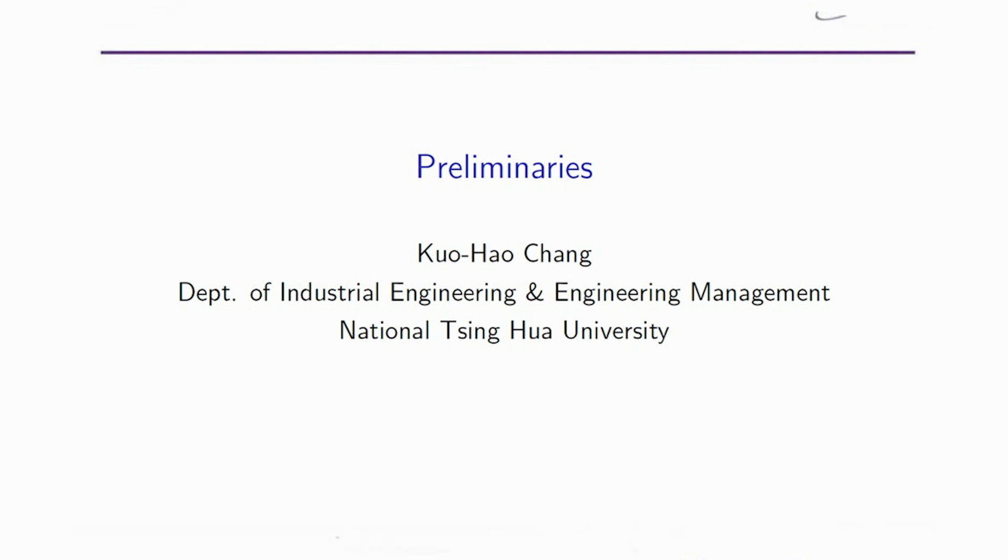Okay, so this class is about stochastic systems. A stochastic system is a system whose outcome is stochastic and can vary with time. Before we can understand how a stochastic system evolves over time, we need some probability tools, and that is why we want to go over the preliminaries in this chapter.